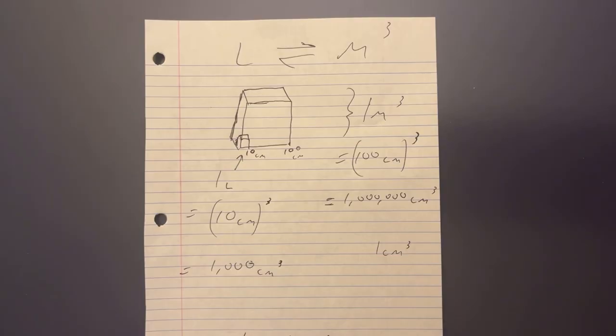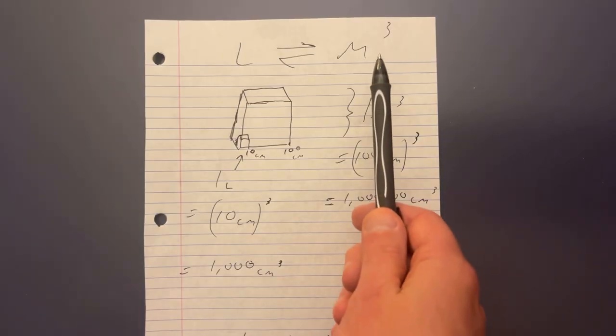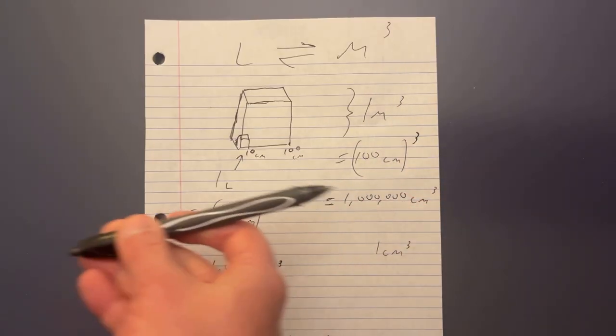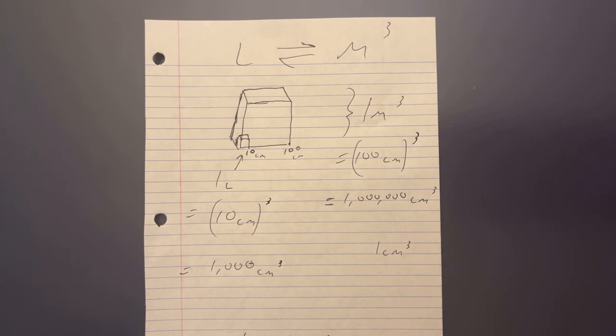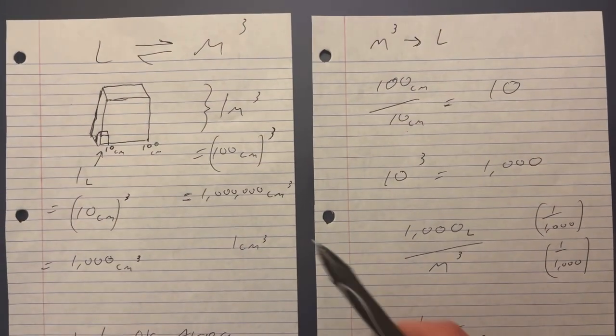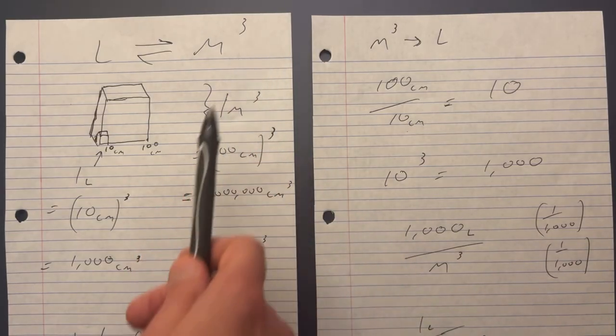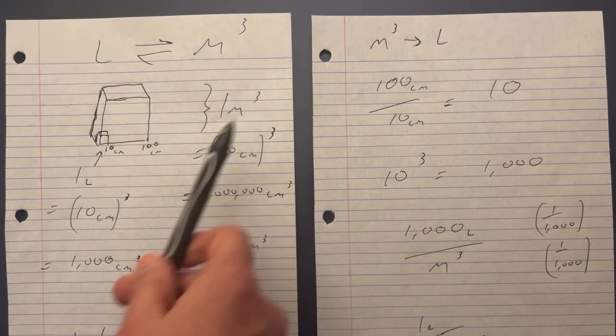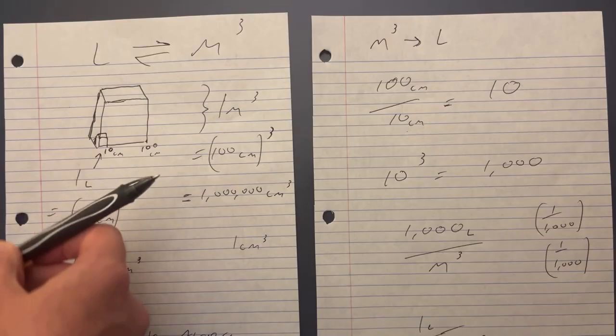The key on this is don't think in multi-dimensional units. Turn everything into linear or a single dimension, and I'll show what I mean. So again, I can't overemphasize this enough. Get rid of your exponents, make everything linear. So this cubic meter is 100 centimeters in each dimension.